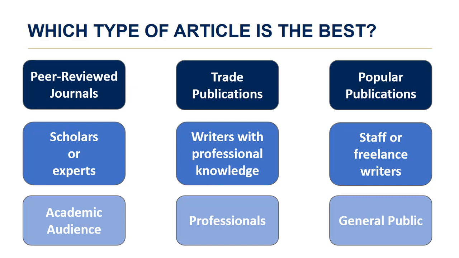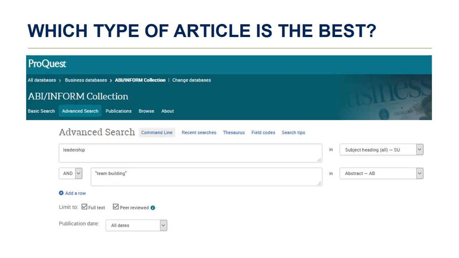Each of the online databases in the CSU library can be limited to search for these different types of articles, which is very helpful if you know which type you are looking for. Let's say that we need to find a peer-reviewed article in the library. Here is a sample search in our ABI Informed Collection database.